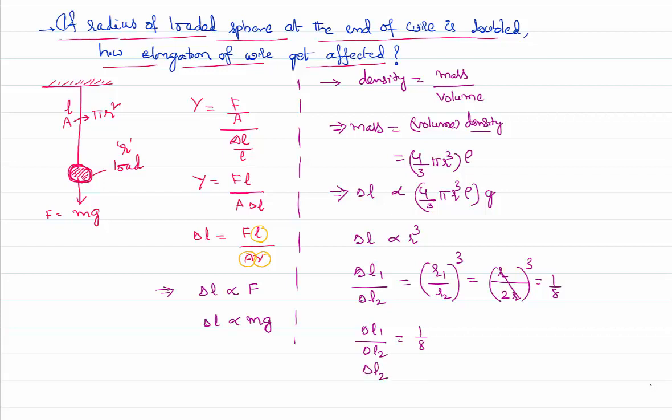Our increase in the length of the wire in the second case is 8 times the increase in the length of the wire in the first case, when a sphere of radius only r is suspended. That's it. We are solving it basing on the Young's modulus definition itself.